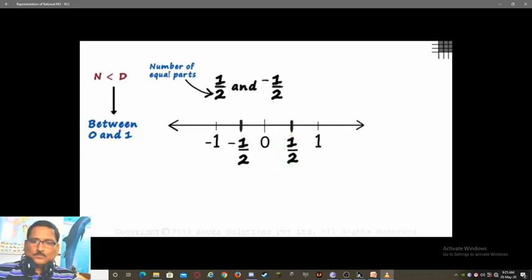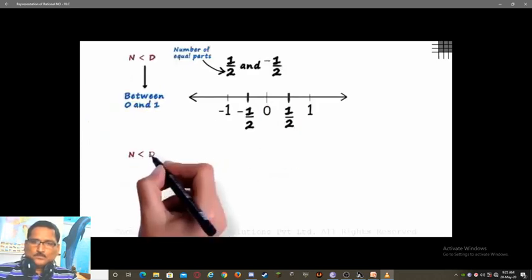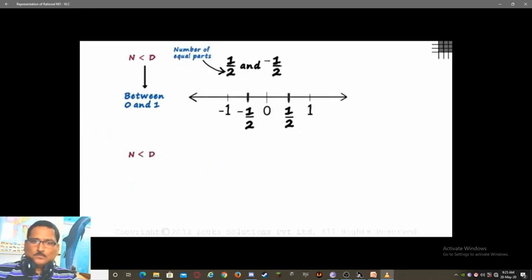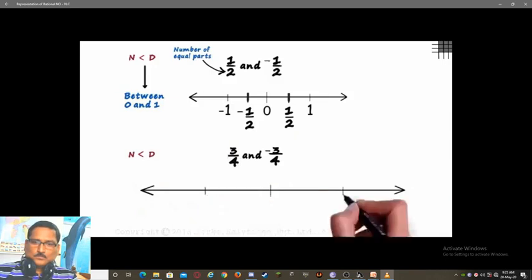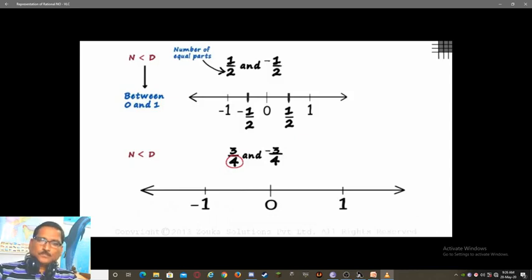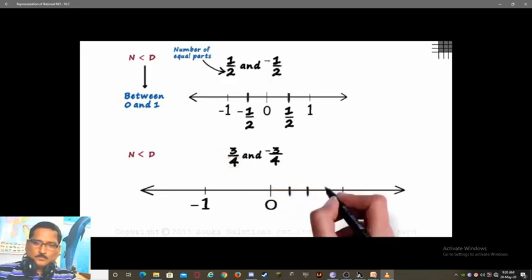Let us look at another example where the numerator is less than the denominator. We have to plot 3 by 4 and minus 3 by 4. Let us plot 3 by 4 first. Since the numerator is less than the denominator, we know that the number will be between 0 and 1. So we draw the number line like this, with just 0 and 1 plotted. Remember, the denominator tells us the number of equal parts. Since the denominator is 4, we divide the length between 0 and 1 into 4 equal parts.